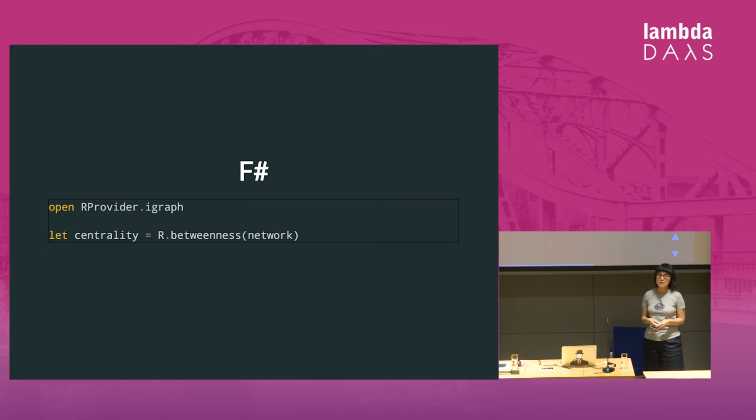And in F#, I can use something called R provider, which gives me access to all the R functions from F#. So I did basically the same thing. I just opened iGraph and called R dot, which opens the R provider, R dot betweenness on the network. And it gave me all the values.